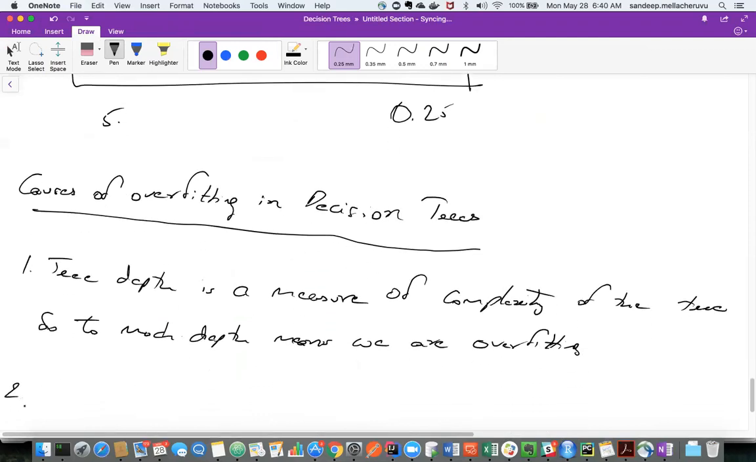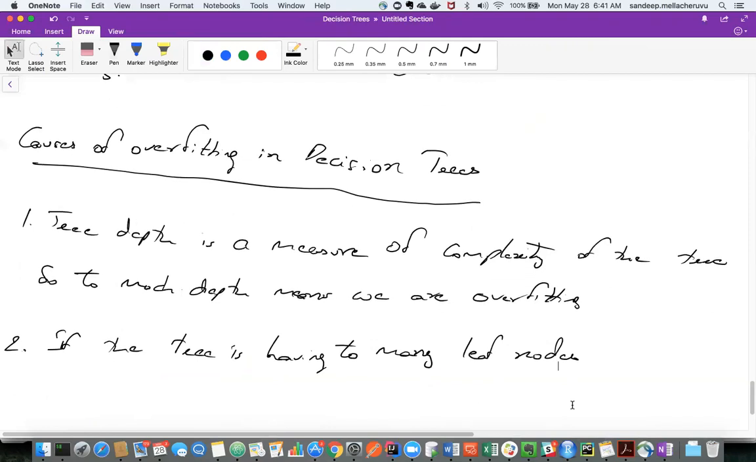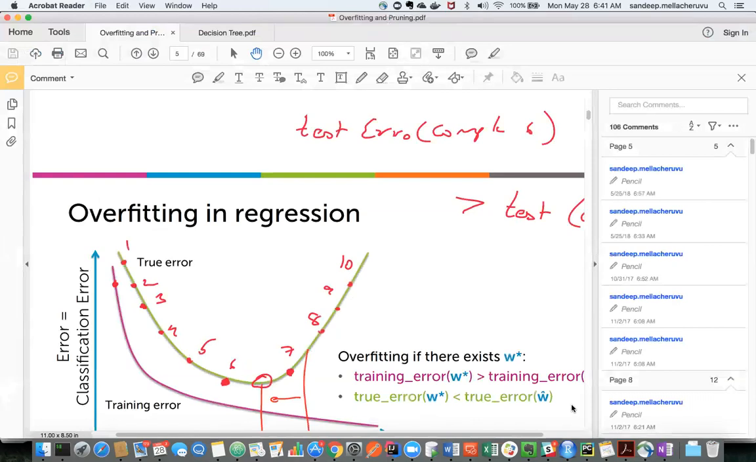The second thing is, if the tree is having too many leaf nodes, this is also a cause of overfitting. If the tree is having too many leaf nodes, it means that the complexity of the tree is also more. So these two reasons we have to avoid always.